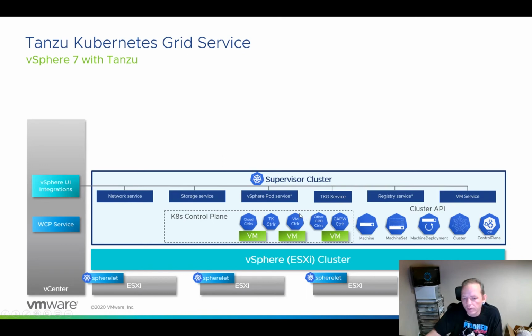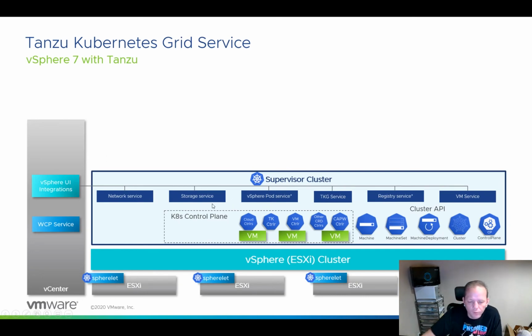And likewise, our virtual machine controller and TK controller, other infrastructure controllers that we have running in this Kubernetes control plane provide other backing services and resources that allow us to compose services like the network service, storage service, vPod service, TKG service, registry service, VM service, etc.